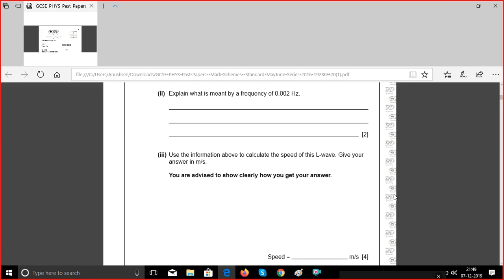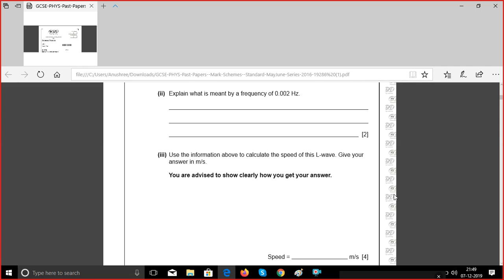Use the information above to calculate the speed of this L wave. We've been given the frequency and the wavelength. So V equals F times lambda.